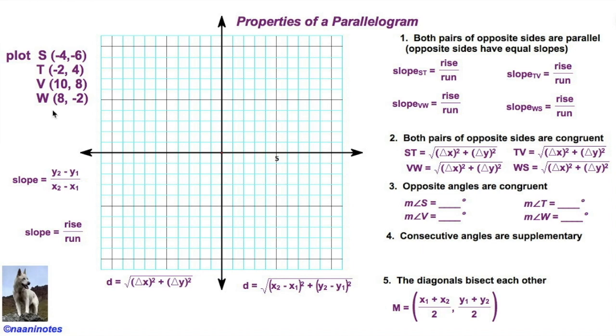I guess we should plot this thing first. Let's start here. S in the third quadrant, (-4, -6), and T, (-2, 4), right there in the second quadrant. In the first quadrant, V (10, 8), and down here W (8, -2). Oh, I missed. So you could take your straight edge and connect the dots. Yes, that looks nice.